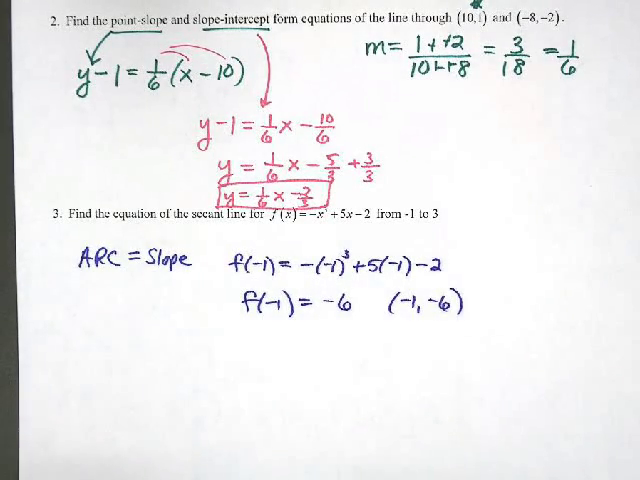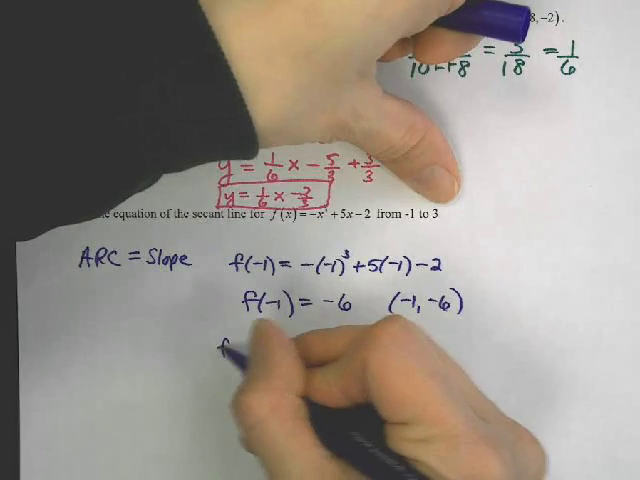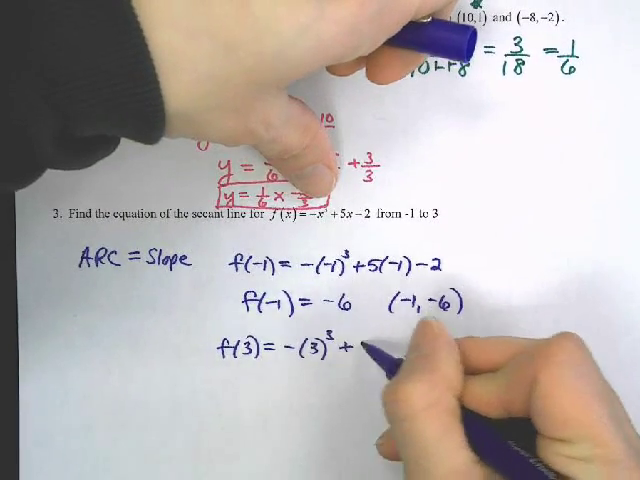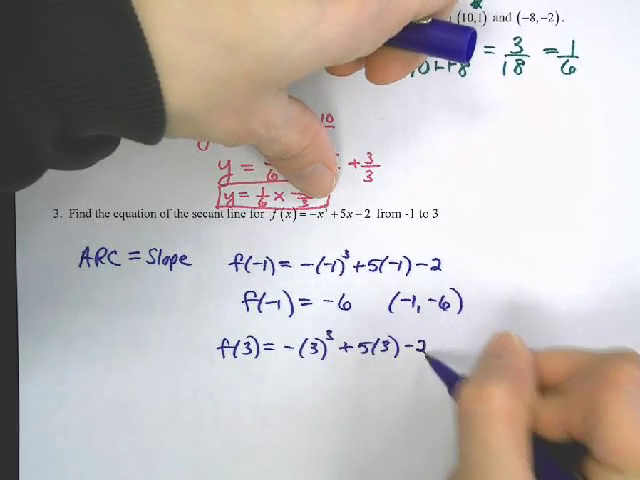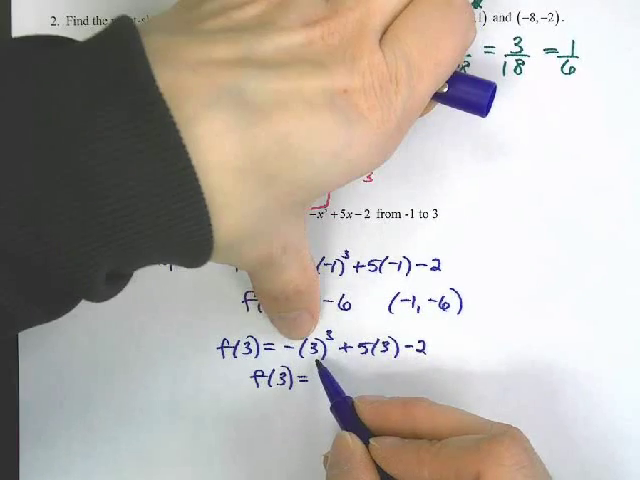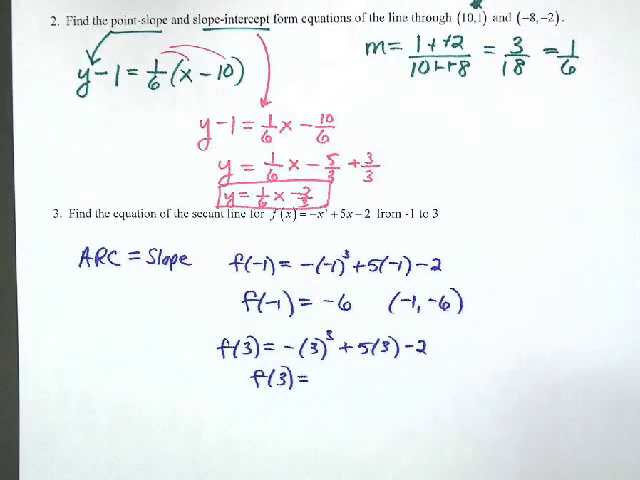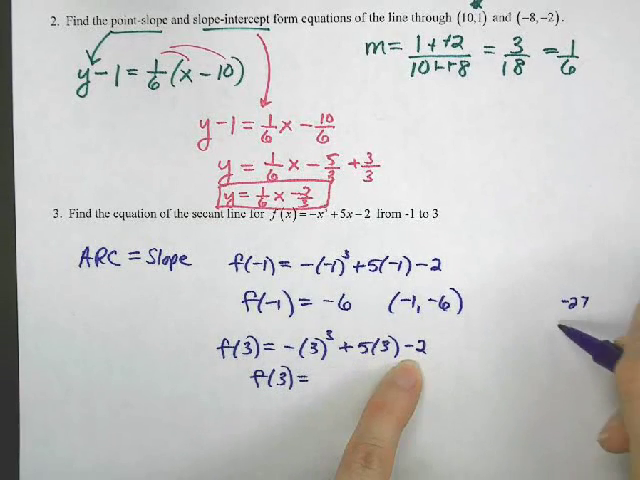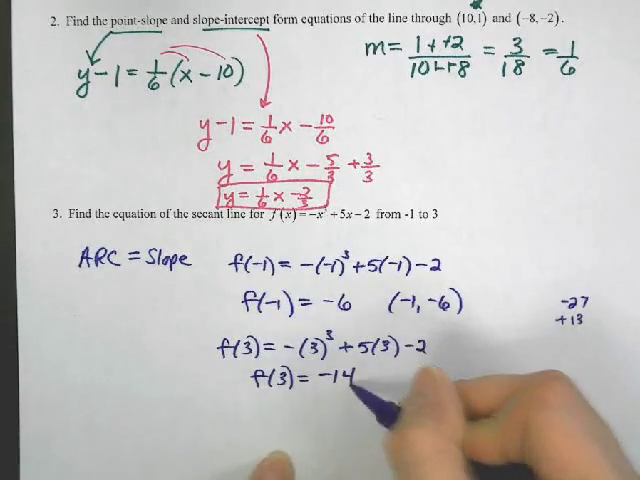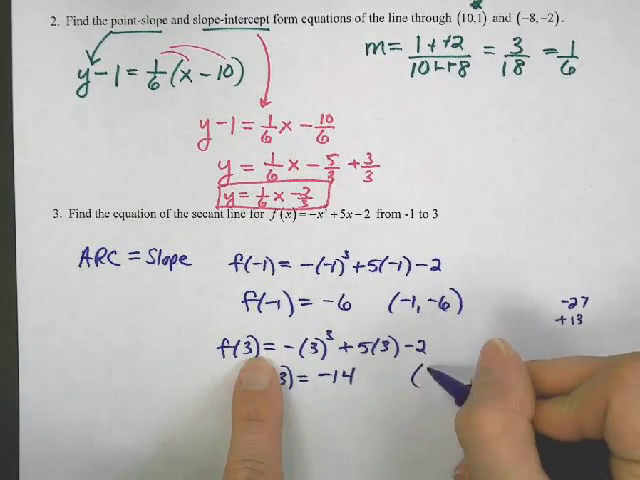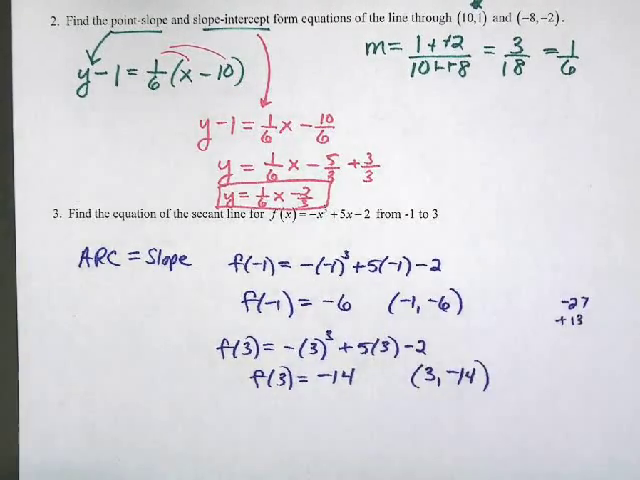Now I have to plug in 3. F of 3 is negative. 3 has to get cubed, plus 5 times 3 minus 2. So f of 3, that's negative 27. Negative 27 plus 15 minus 2, that's plus 13. That's going to be negative 14. So I did find some points. Negative 1, negative 6, and when I plugged in 3, I get negative 14.